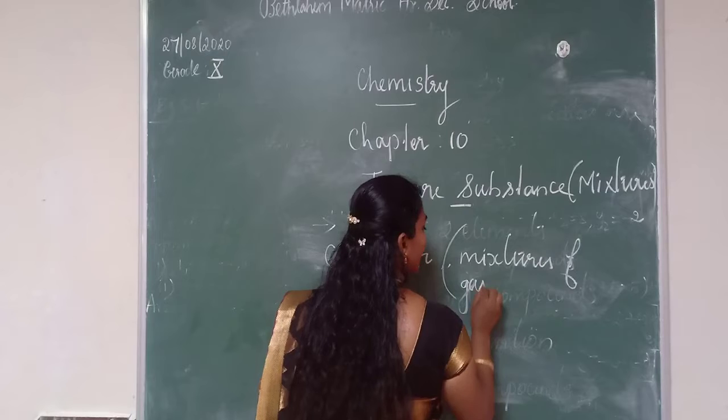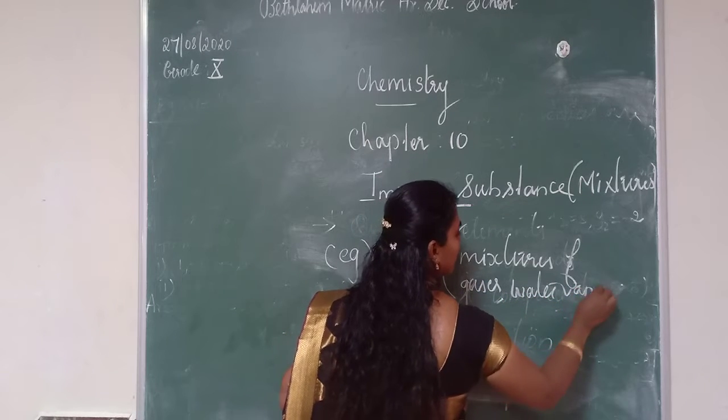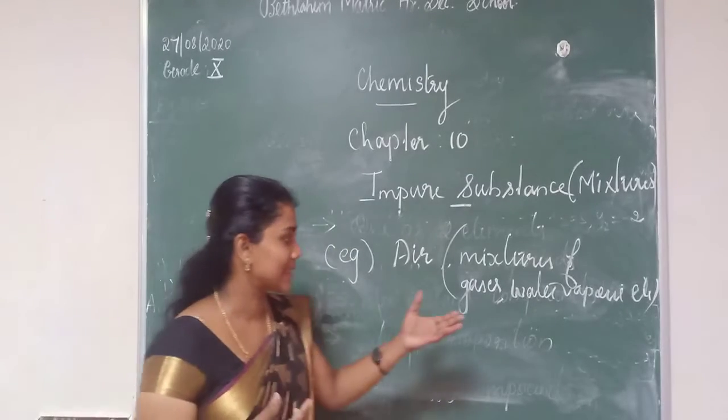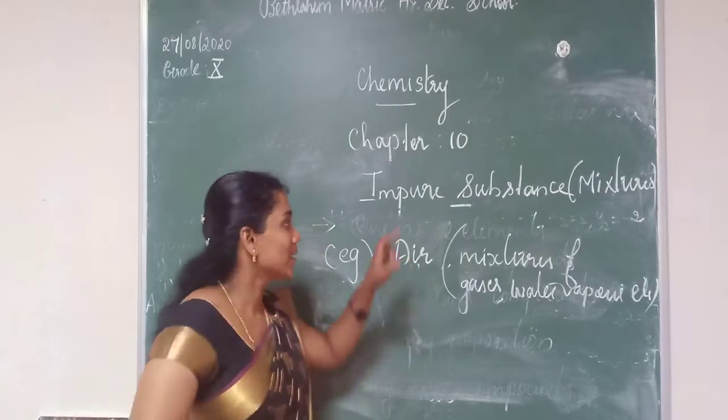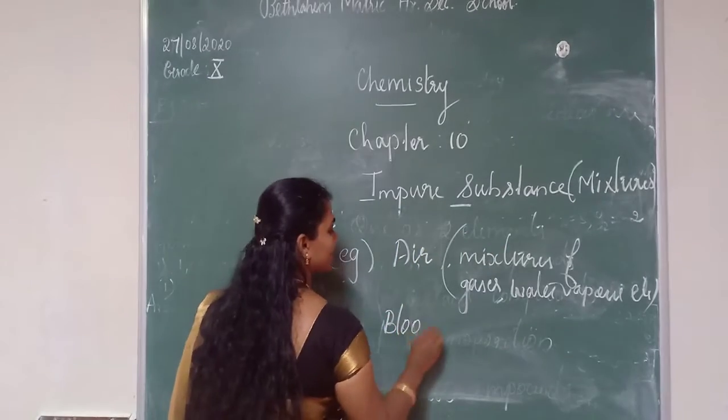It is a mixture of gases, water vapor, etc. It is a mixture of different gases, water vapor, etc. Hence, air can be called an impure substance. The next example, blood.